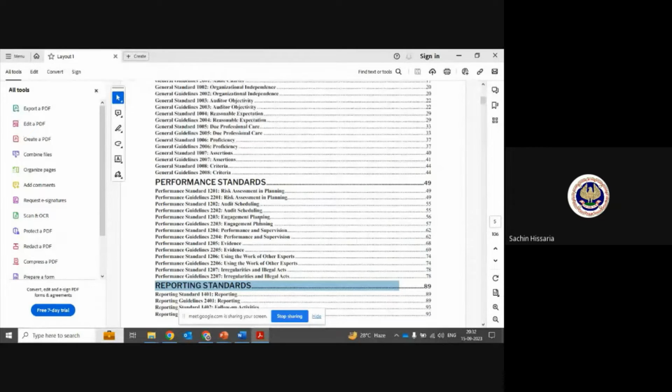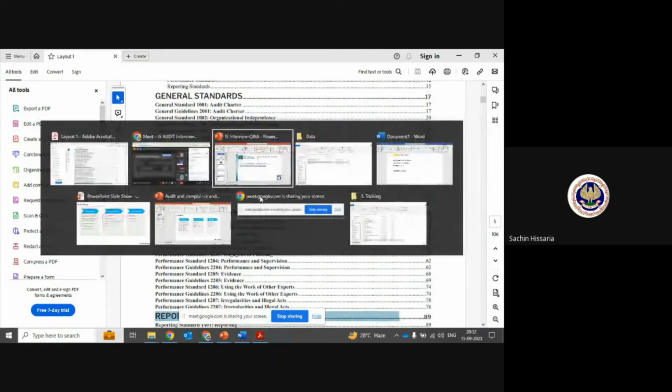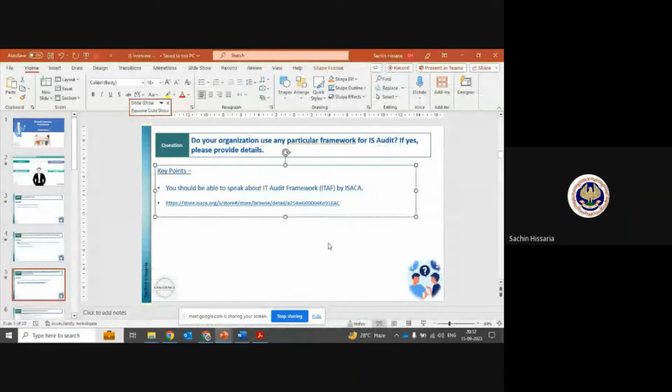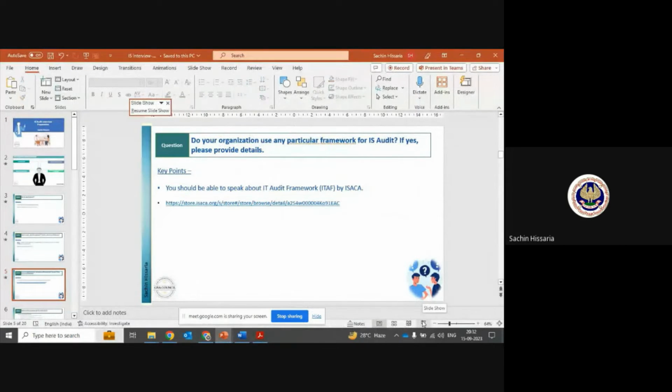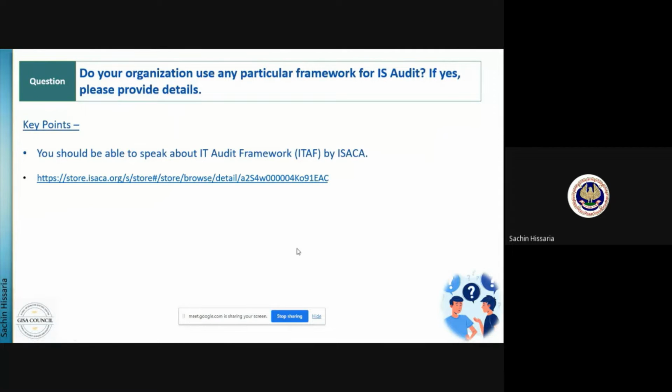This is a very good standard, guys. I highly recommend all of you go through this document at least once. If you are new to IT audit or IS audit, this framework will definitely give you very good insight into auditing. They may ask you this question as well, and this is how you need to answer. Okay, fine. Now we'll move to the next question.